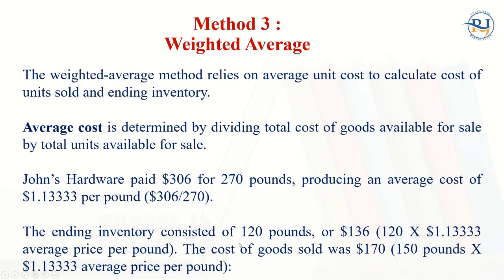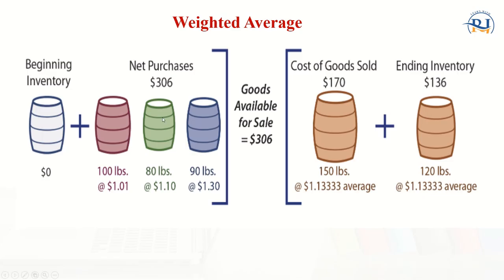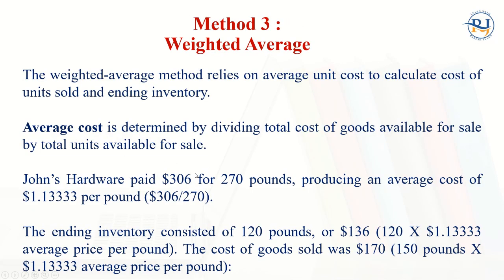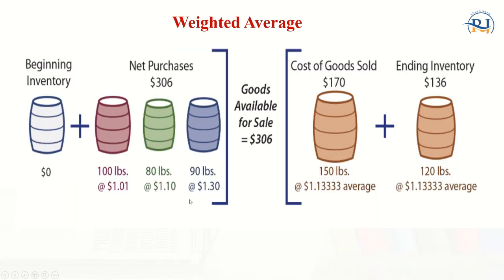So the ending inventory consists of 120 pounds or $136, that is 120 into 1.3333 average price per pound. So cost of goods sold was 170, so 150 into 1.333 average price per pound. So it is reflecting here. Look at this. So in this case, there is no FIFO, there is no LIFO. This is the average. So the average that we have calculated on the basis of all these pounds, 100 plus 80 plus 90. So this is what? So this is 270. 306 is the cost, divide by 270. That it is reflecting here. 306 divided by 270. So the average price will be 1.333.